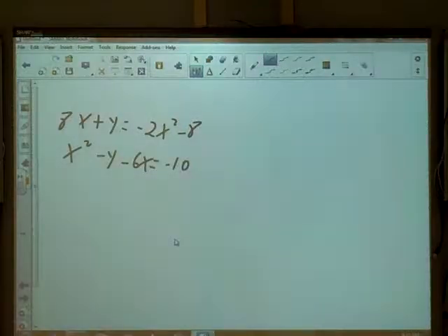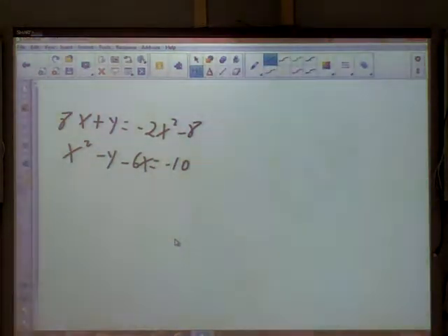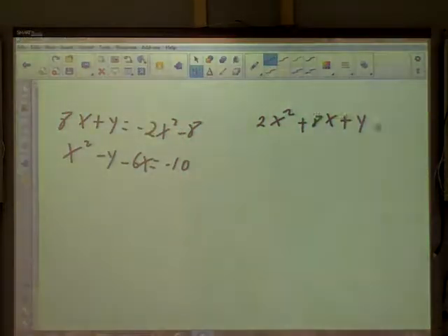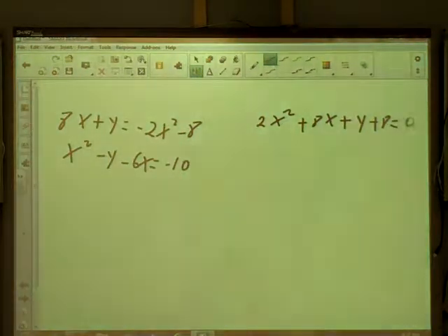So what I chose to do is I chose to move stuff around and get it in a good order so that I can get rid of the y's and have a quadratic. So I'm going to add 2x squared on that first one to move that over. Then I've got a positive 8x and a positive y, and then I'm going to add that 8 and move it over. Now you could leave the 8 on the outside as well, but I chose to move it over.